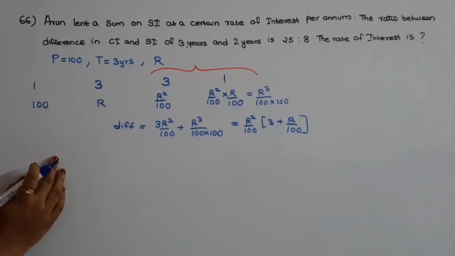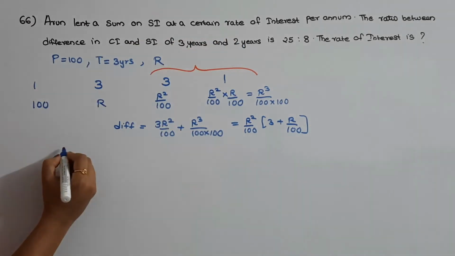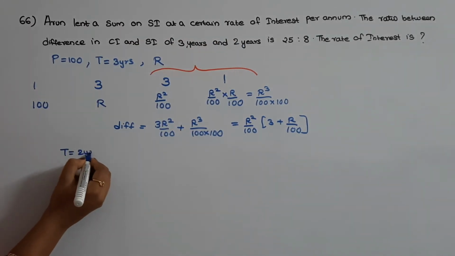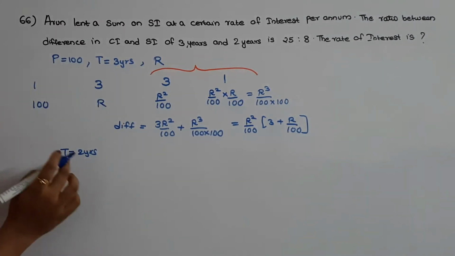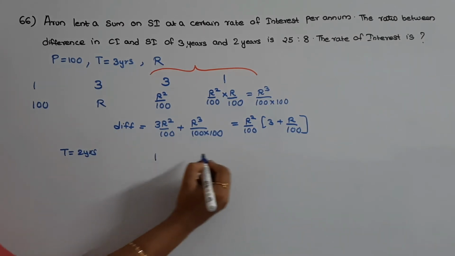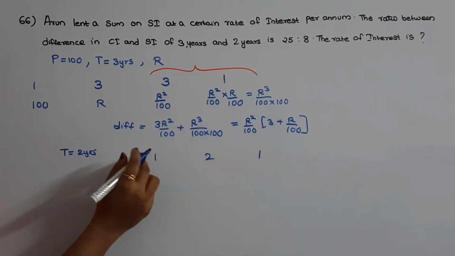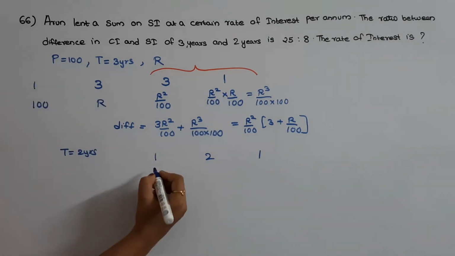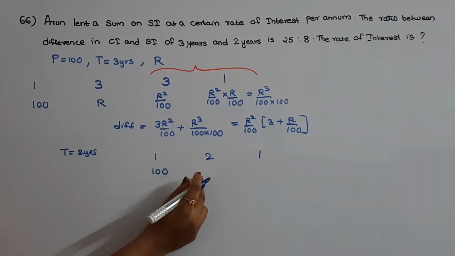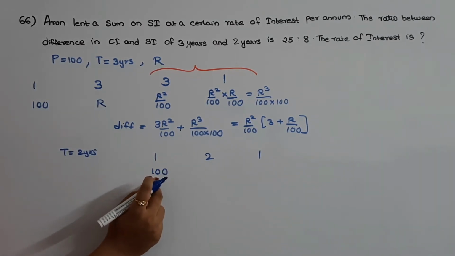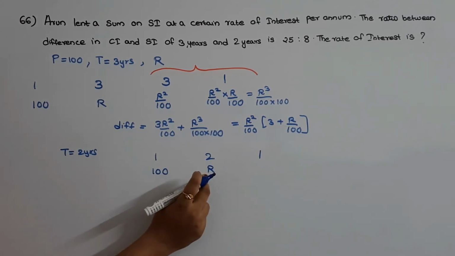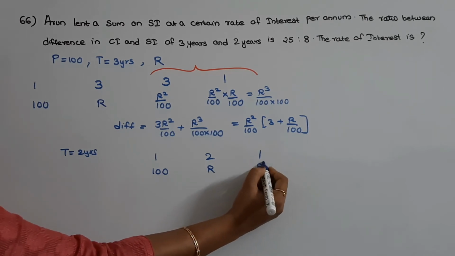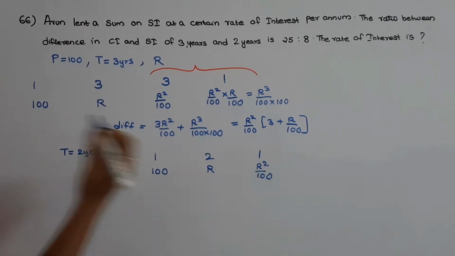Now let us find the difference between simple interest and compound interest when the time period is 2 years. Okay. So here also the principal we are considering as 100 and rate as r. So when time period is 2 years, we need to write 1, 2, 1. So below this 1, write the principal. Okay. So below this 2, this 100 into r by 100, that is r. So below this 1, this r into r by 100, that is r square by 100.